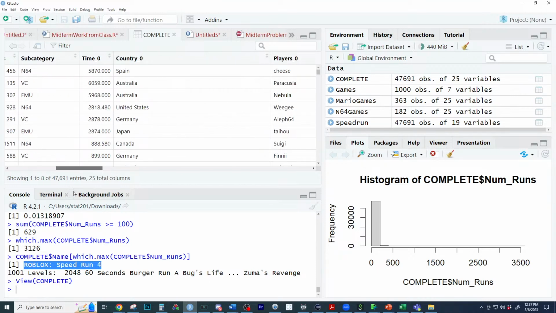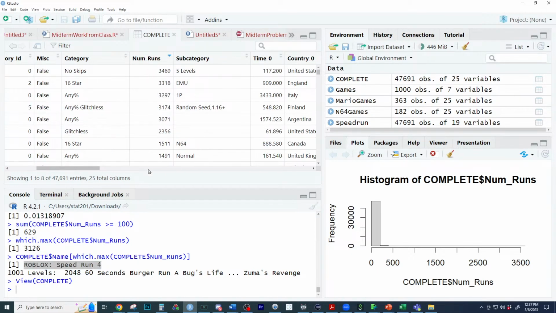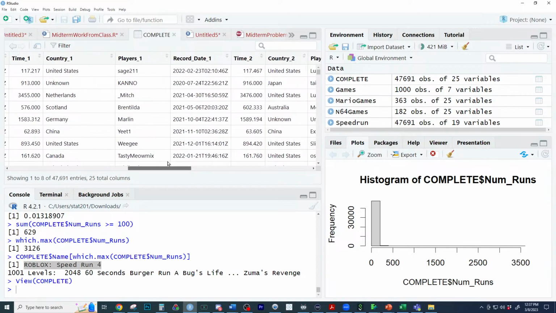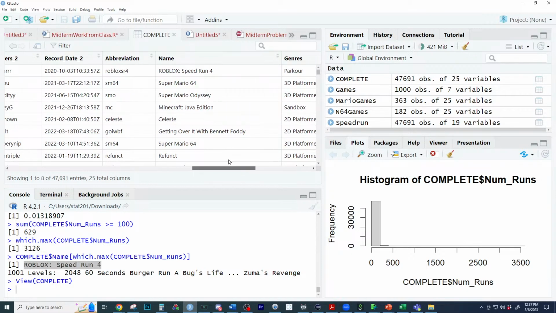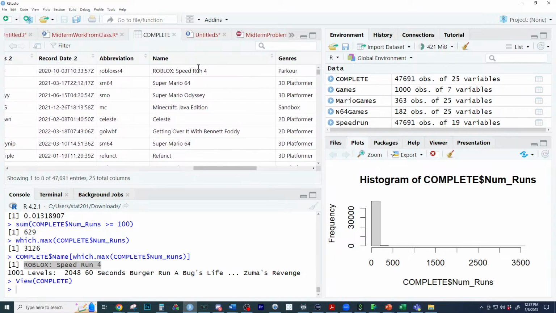If we go here, we'll sort num runs, and then we'll do the next question. Where's num runs? There's num runs. So here we go. There's Roblox, no skips. Don't want to skip anything. Parkour, it's a parkour game. Where's the game names? Yeah, and then the Mario games.